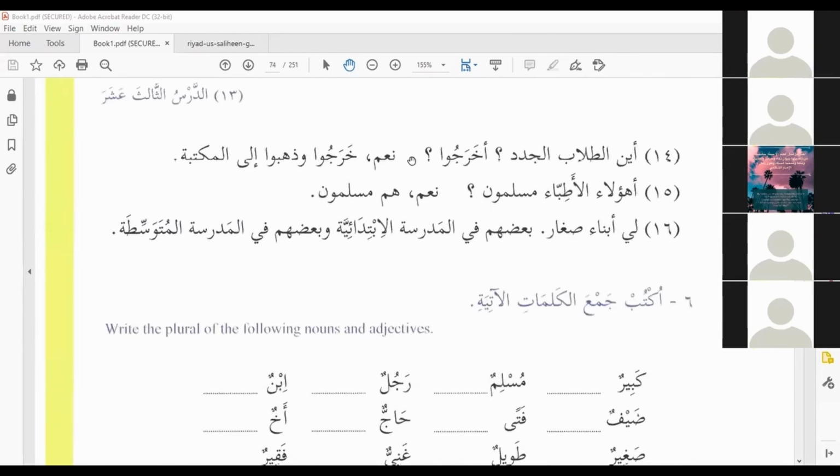Dr. Zia, number 14. أين طلاب الجدد؟ أخرجوا؟ نعم خرجوا وذهبوا إلى المكتبة. Maktabati. Yep. So what does that mean?